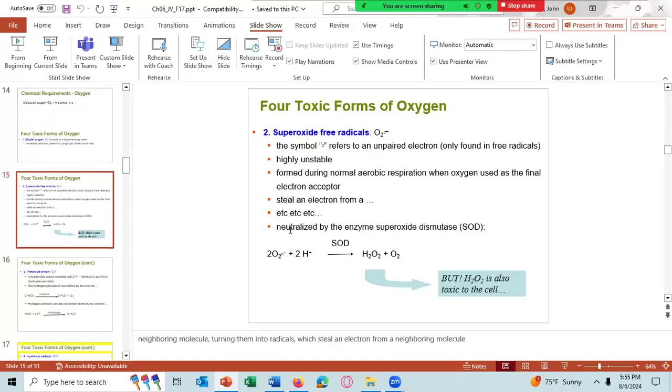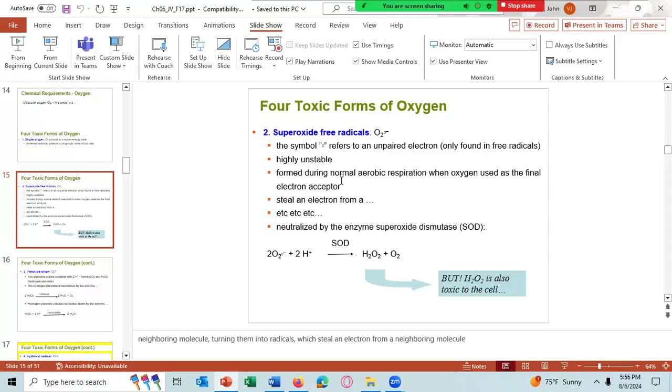And we have enzymes for removing singlet oxygen. Superoxide free radical. This is oxygen with an extra electron. That symbol refers to an unpaired electron, and the unpaired electron is only found in free radicals. Free radicals are highly unstable. Whatever they bump into, they tend to steal an electron from it.